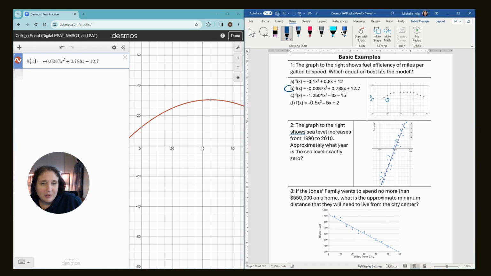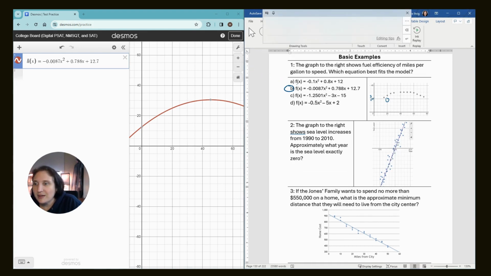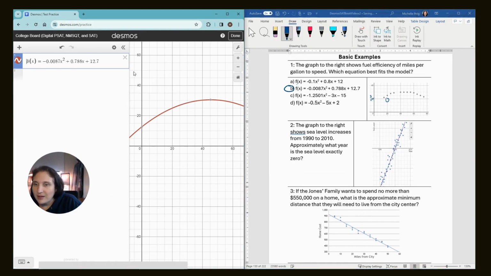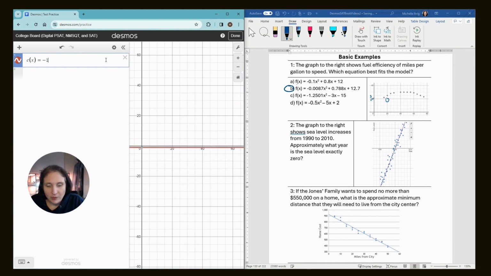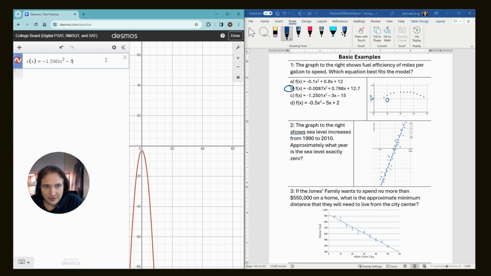Okay. Just to show you the other ones, because I'm that type of teacher. We've got negative 1.2501 x squared minus 3x minus 15. So that's obviously below. And then the other one would be negative 0.5 x squared minus 5x plus 2. So very clearly, it's not like we had to guess. It was very clearly letter B.